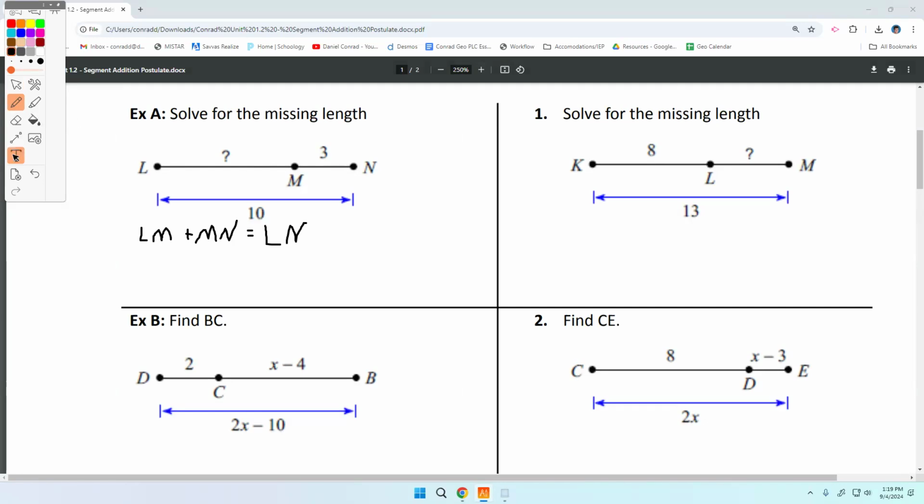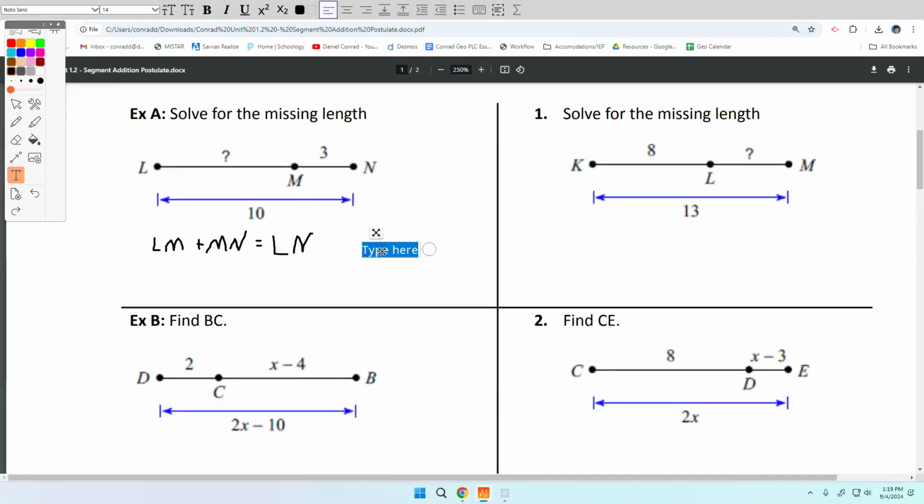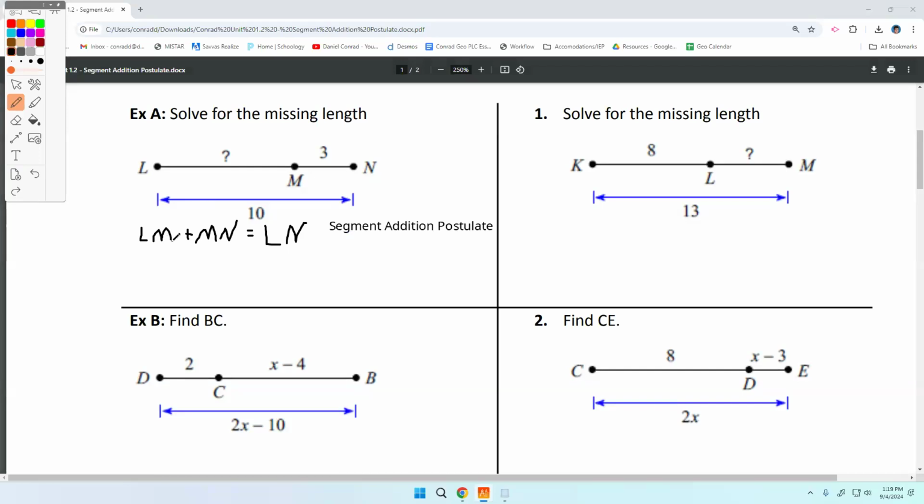So we want to justify our equation. I'm going to justify that over here by writing segment addition postulate. That's what I used to get this equation right here. Now, once I have my equation, the distance from L to M we're just going to call X, plus the distance from M to N is 3. And then the distance from L to N, the whole thing, is going to be 10. So I'm substituting in.